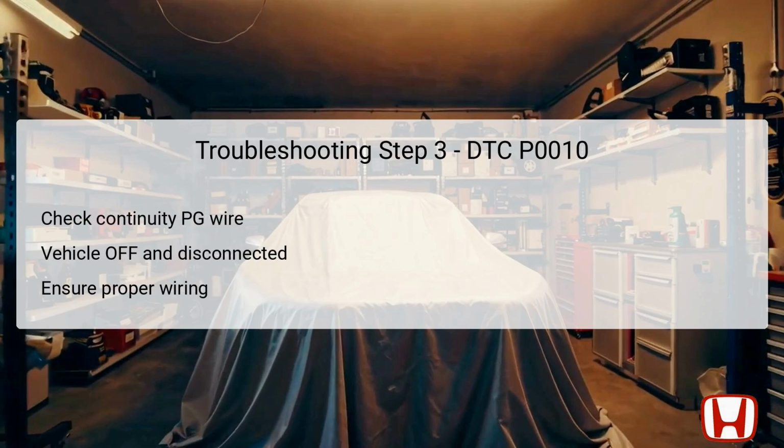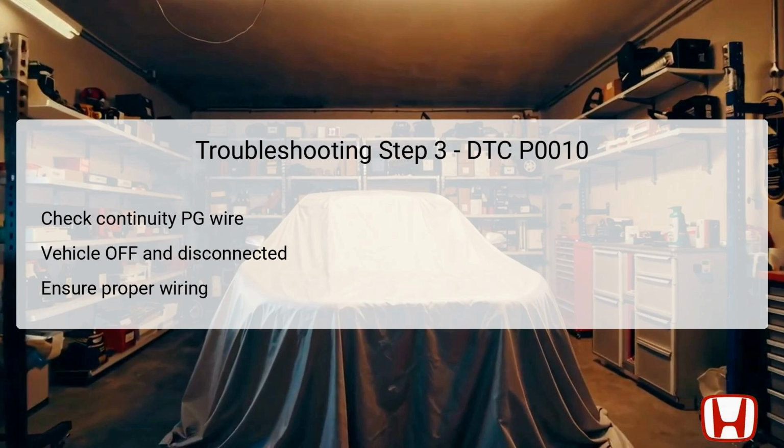As part of the third troubleshooting step, continuity between the PG wire and the VTC oil control solenoid valve must be verified. With the vehicle in off mode and the VTC oil control solenoid valve connector disconnected, check for a continuous connection between test points 1 and 2, one being the 2P connector and the other body ground.